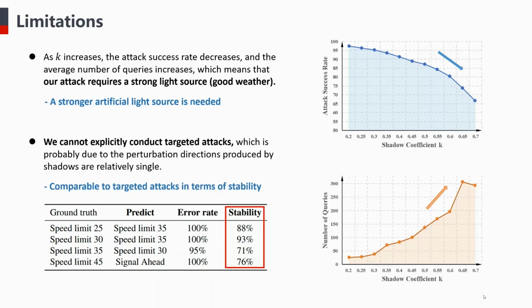Another limitation is that we cannot explicitly conduct targeted attacks, which is probably due to the perturbation directions produced by shadows are relatively single. However, as shown in our experiments, we are able to achieve comparable results to that of targeted attacks in terms of the stability of predictions.